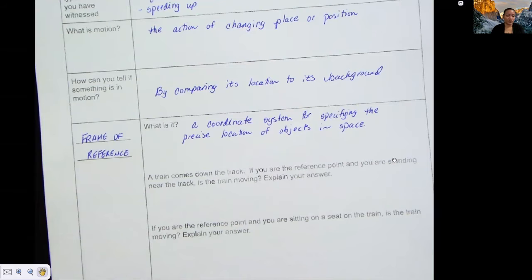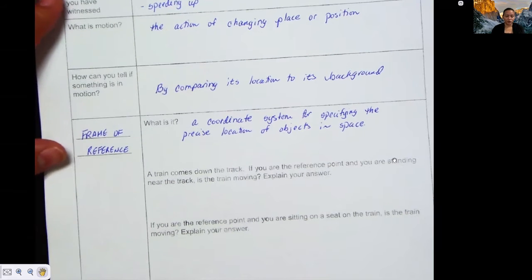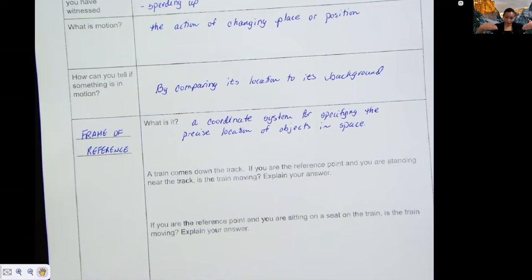So for example, a train comes down the track. If you are the reference point, so using yourself as the reference point, and you are standing near the track, is the train moving? So the train is coming down the track. I am standing near the track, and I am the reference point. So based on using me or yourself as the reference point, standing outside next to the track, would the train be moving?